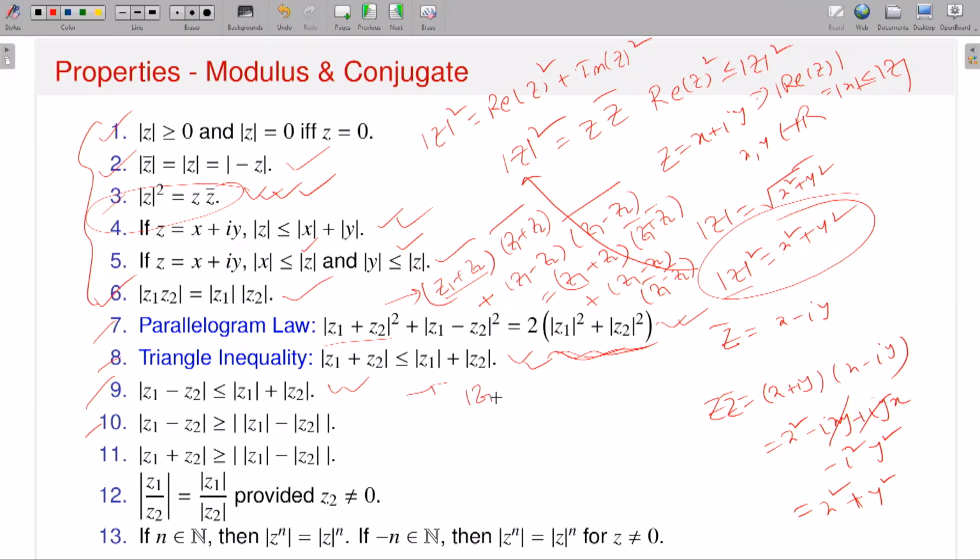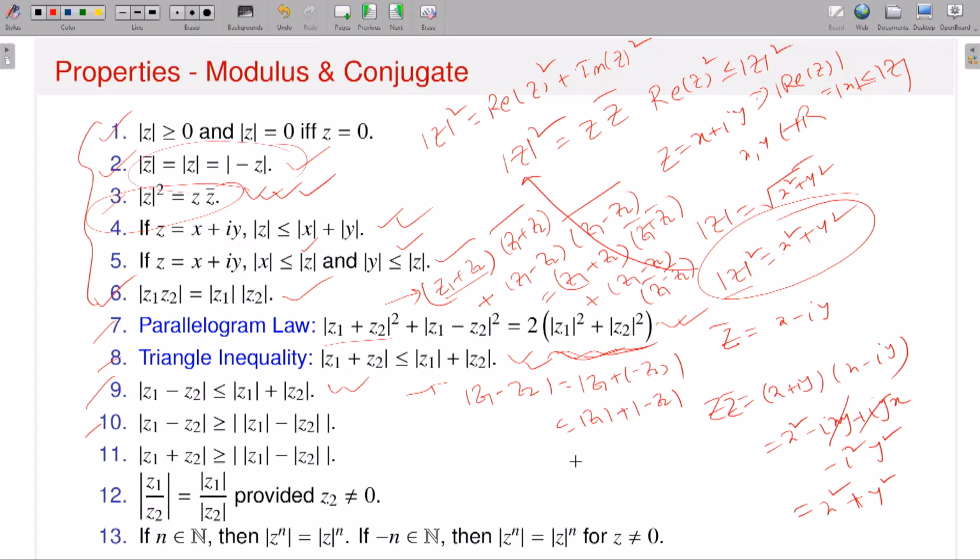Why? Because z1 minus z2, I can write as z1 plus of minus z2, right? And use the triangle inequality. What is that? This is mod z1 plus the absolute of minus z2. But minus of mod z2, you see what?